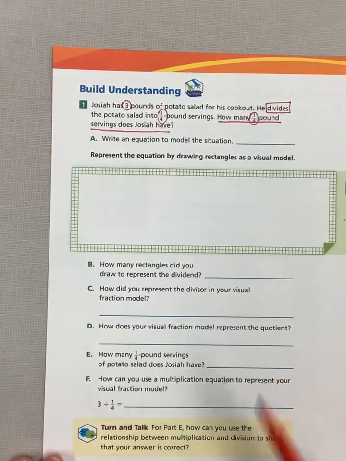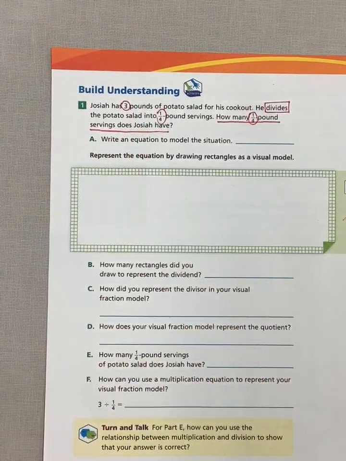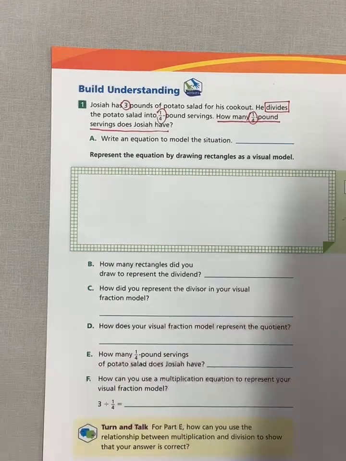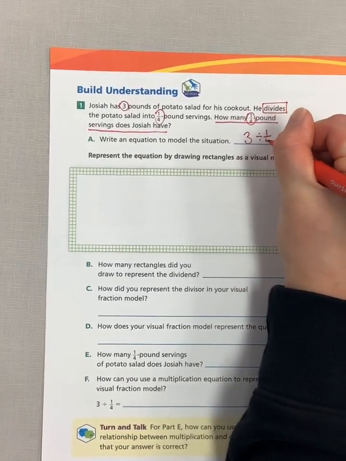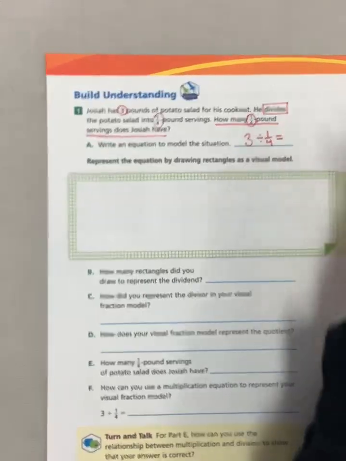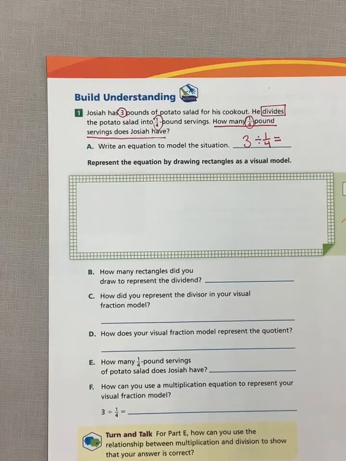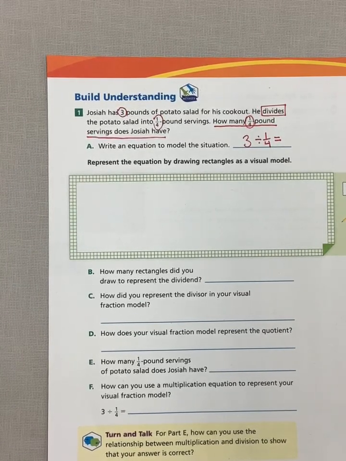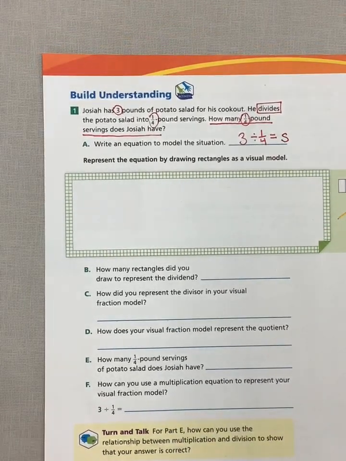Picture this in your head. Which one are you cutting into pieces? You're cutting into pieces the 3 pounds of potato salad. So we're going to take the 3 and divide it by a 1/4. And we want to write an equation, so we're going to write an equal sign. Remember, sometimes people put question marks, but now we're getting into harder math. So we're going to replace that question mark with a letter. A letter is also called a variable. And it doesn't matter what letter you pick. I'm going to have you put down S for servings, because that's the problem that we're solving.